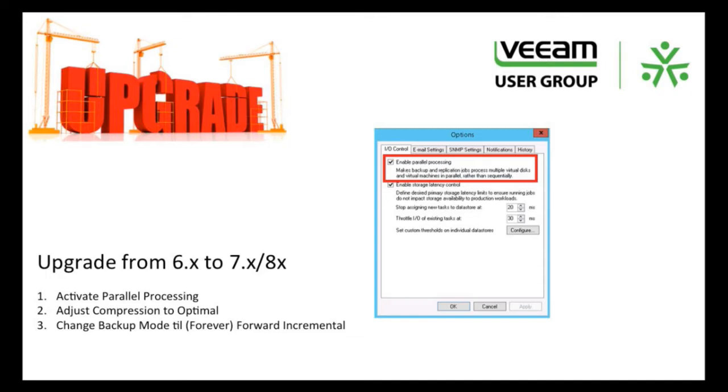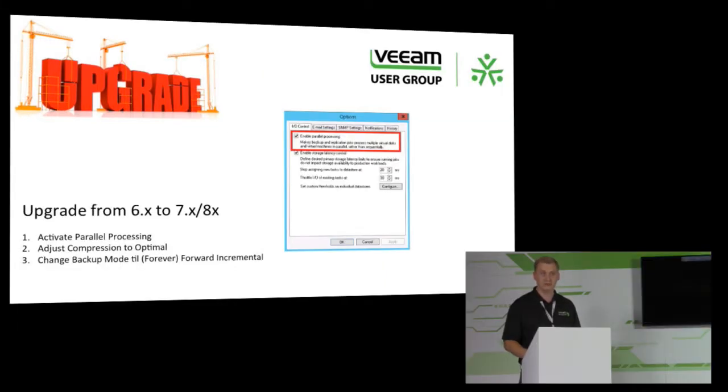Another such setting is the compression level. In prior versions, the optimal setting would be optimal, but when you upgrade, this would actually be changed to high because a new optimal compression level was introduced. And so you might be having an unnecessarily high CPU load while you're performing your backup jobs.